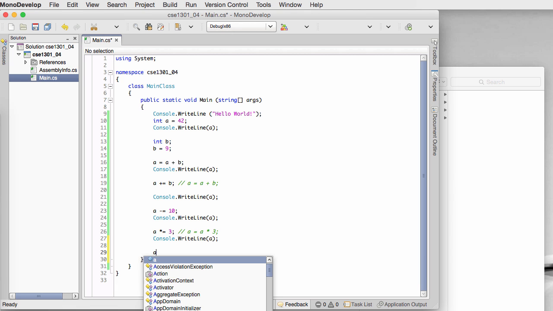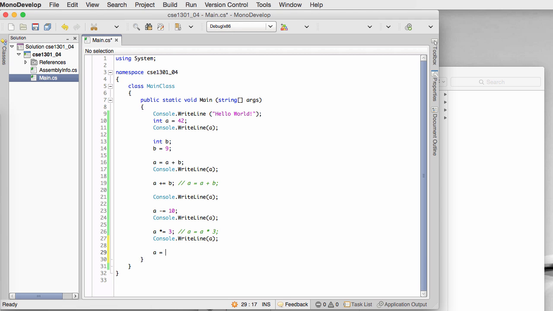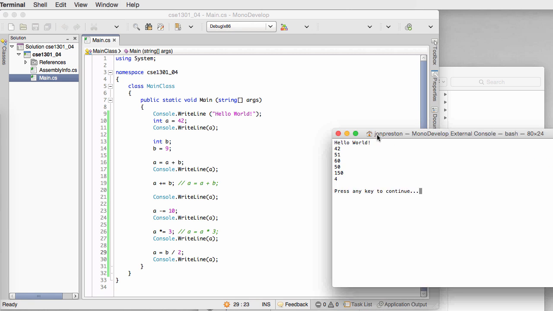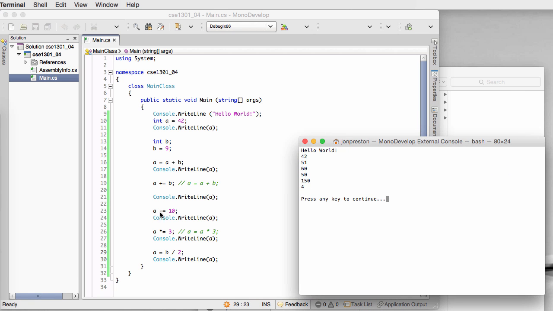Okay. Division, we could say a is equal to b divided by 2. So we use our slash operator for division, and if I run this, we're going to get something a little bit odd. It might be surprising to you. B is 9, and if I divide it by 2, we would think we would get 4.5, right? But since we're doing integer math, we're only going to get the value 4, because that's the whole number amount of how many times 2 goes into b.